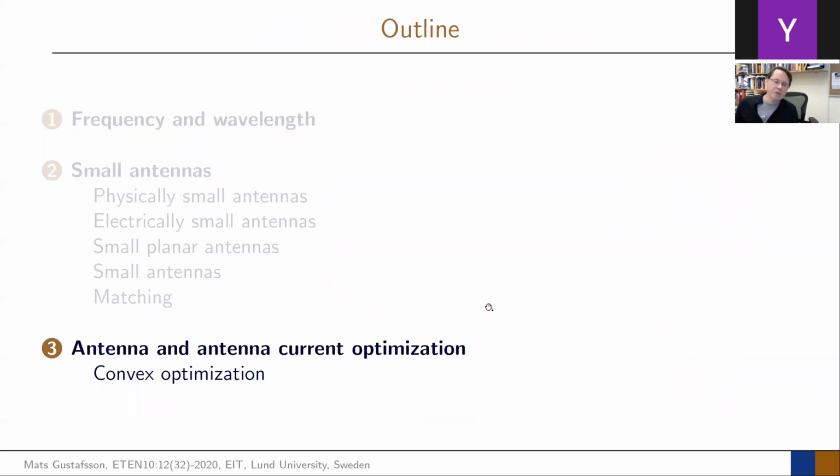Okay, so now we can ask a question: how can we really understand these small antennas in a more practical situation? And then I will come back to one thing that we started doing when we looked at arrays. And that was actually that we reformulate our problem as an optimization problem.